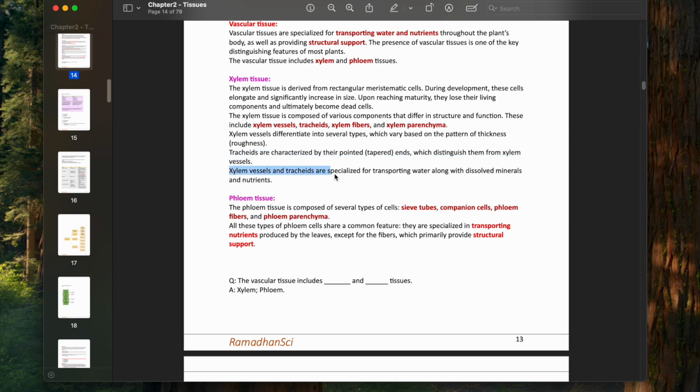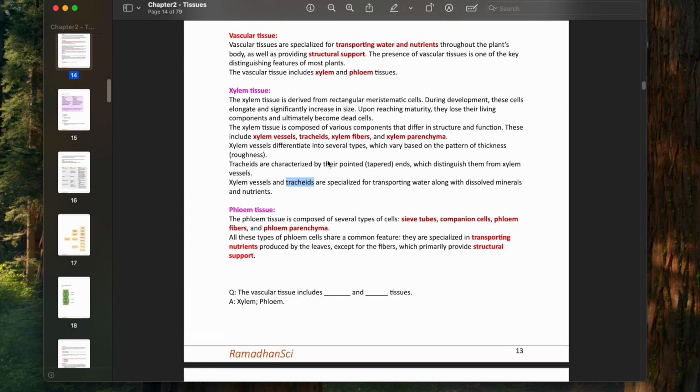Xylem vessels and tracheids are specialized for transporting water along with dissolved minerals and nutrients. So these are the functions, okay? These are the functions of the xylem vessels and the xylem tracheids. So both xylem vessels and xylem tracheids share a common function here. One thing to point out is that the xylem fibers, their main function is strength and support.